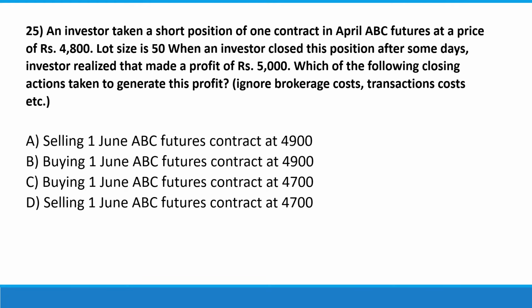Option A, selling one June ABC futures contract at 4,900. Option B, buying one June ABC futures contract at 4,900. Option C, buying one June ABC futures contract at 4,700. And option D, selling one June ABC futures contract at 4,700. The correct answer is option C, buying one June ABC futures contract at 4,700.